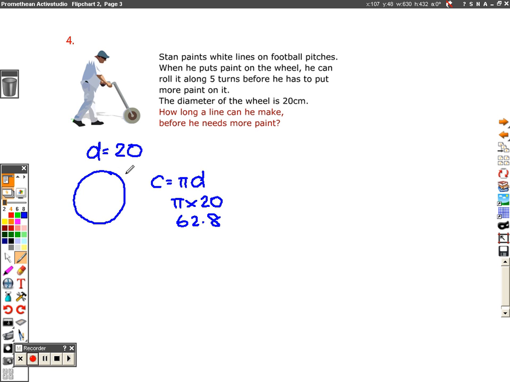He's able to do 5 full complete revolutions, so 5 full turns before he needs to paint it again or put more paint on. Times that by 5 to give you 314.159 centimeters.